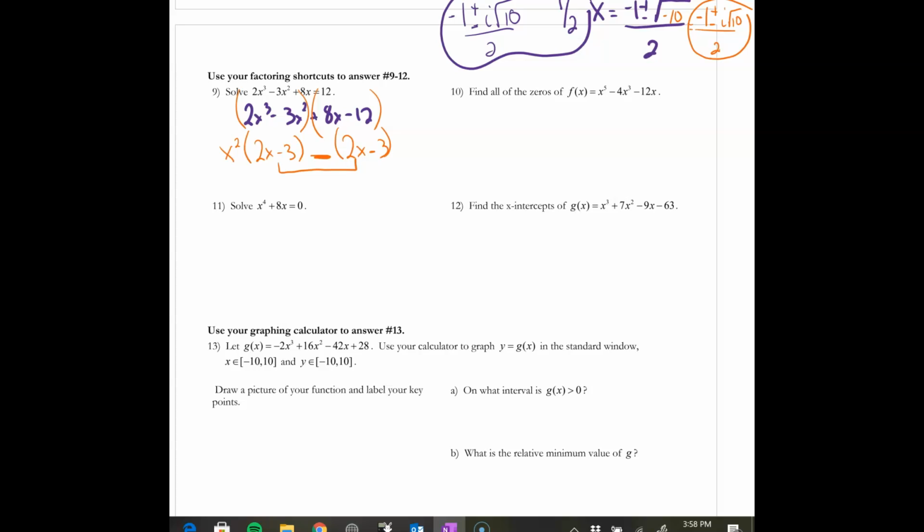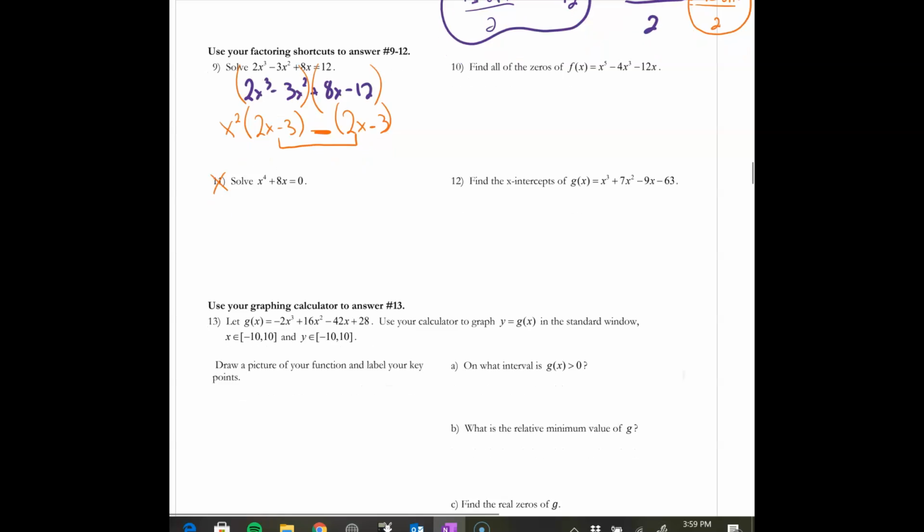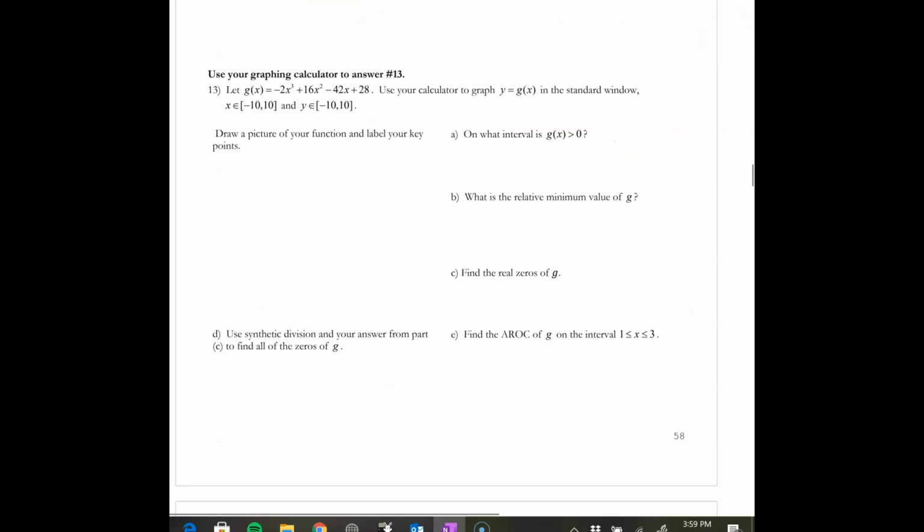All right, so I'm going to ask that you try these problems. You can leave out 11 because we didn't cover that one, but I'd like for you to try 10 and 12. And then 13 is just review with the graphing calculator.